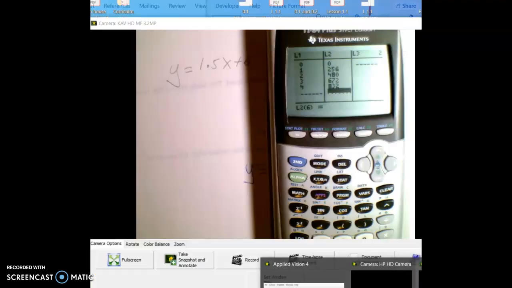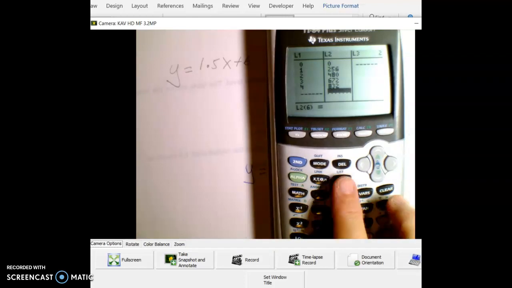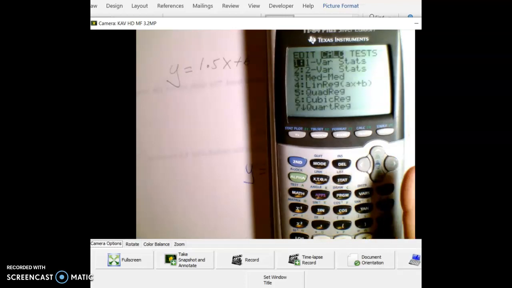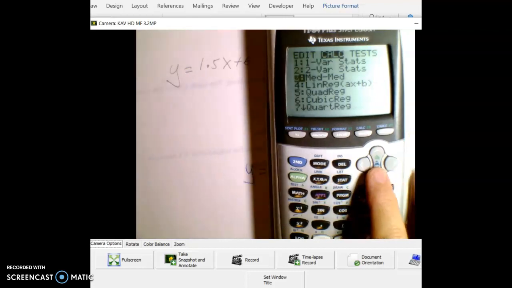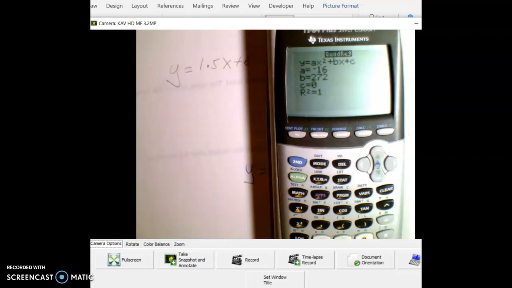Okay, so this is what it should look like when you put your data in. So if you took a minute, just make sure that your data looks the same as mine. And now we're just going to calculate. So again, we're going to go to Stat. We're going to go to Calculate. And this time, instead of the equation of a line, we're going to do a quadratic regression because in the problem, they told us that it's a quadratic situation. Okay, we're going to come down to Calculate. And there we go. There's our equation.